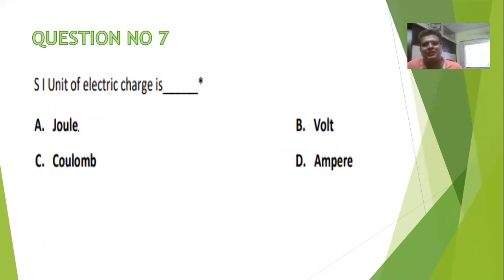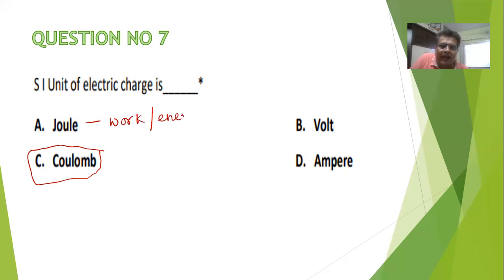Let's move on to the next question. SI unit of electric charge. No doubt about it. SI unit of electric charge is coulomb. You're fine. The unit to express the charge, in terms of SI units. So what is joule? Joule can be used for work, or it can be used for energy.